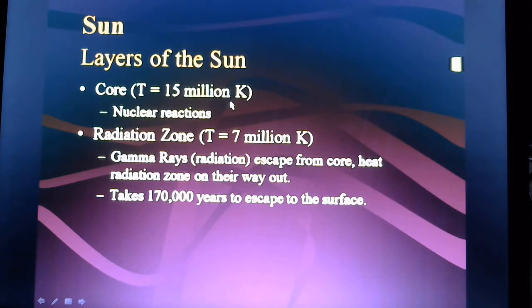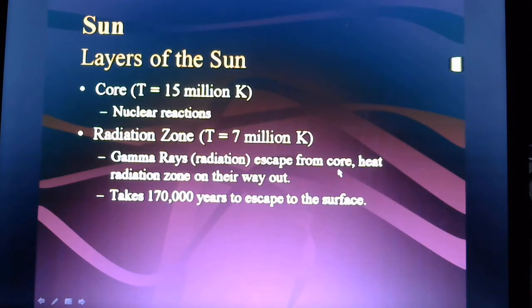If we move away from the core as we go through this lecture, it's reasonable to expect that when you move away from the source of the heat, you're going to have a decrease in temperature. So here we go on to the next layer. The radiation zone, it has a temperature of only 7 million Kelvin. In the radiation zone, those squiggly lines we saw in the previous diagram were representing gamma rays. Remember, gamma rays are produced in one of the steps of the fusion process for the nuclear reactions in the core. So those gamma rays are trying to escape at the speed of light. Remember, they are part of the electromagnetic spectrum. So they're trying to escape at the speed of light from the core.